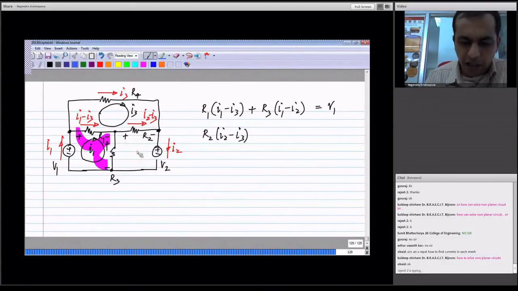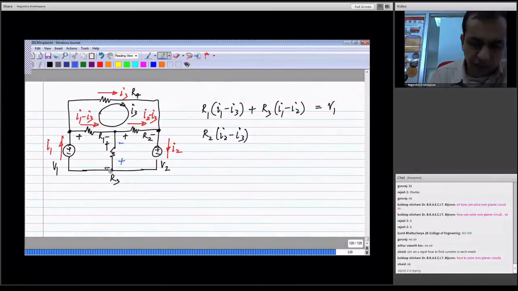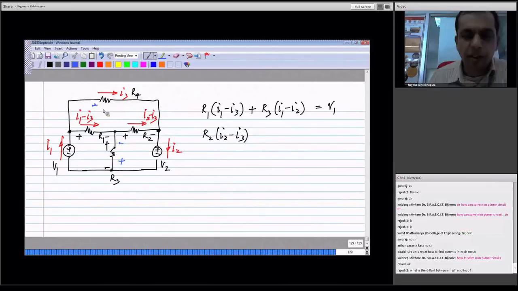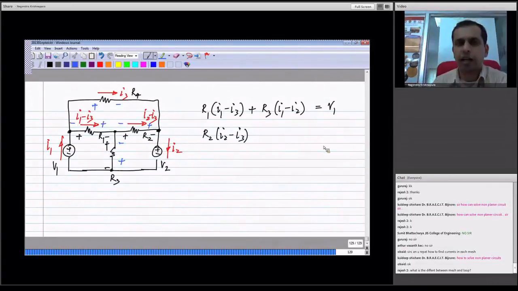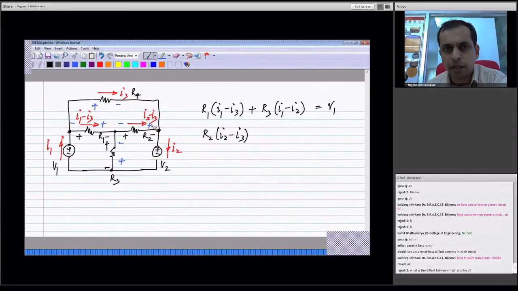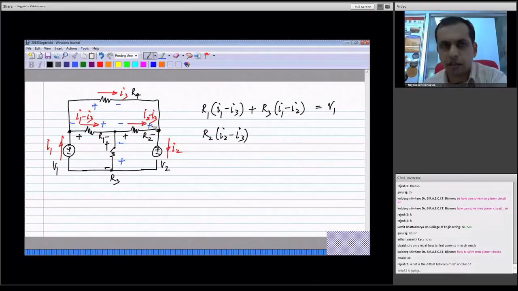So while writing the equation for the second mesh, we take the drops in that direction. Okay. While writing the equation for the first mesh, we take in this direction, for the second one in that direction. Okay. And for the third one, again, we would do it in the clockwise direction. Voltage drops in the clockwise direction, like that, and like that. Okay. So this is just convention. Even if you write it the other way around, you will get the right answers. But if you follow this convention, the equations will come out in a systematic manner.